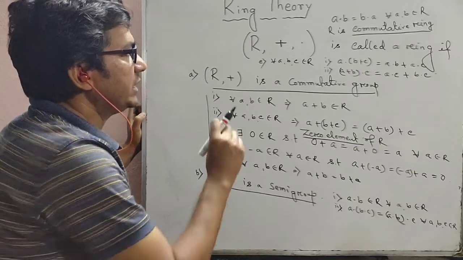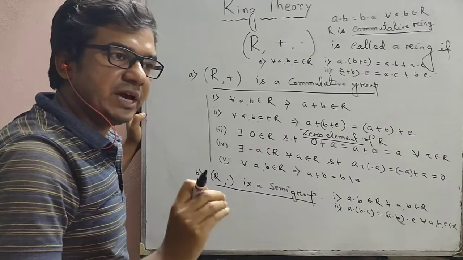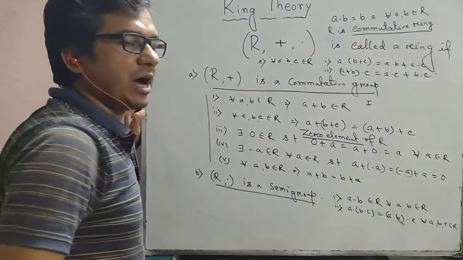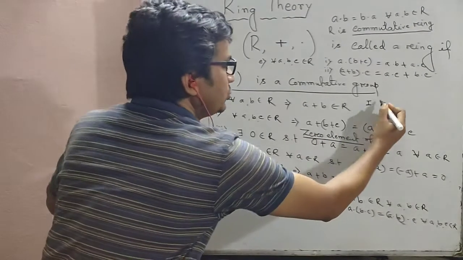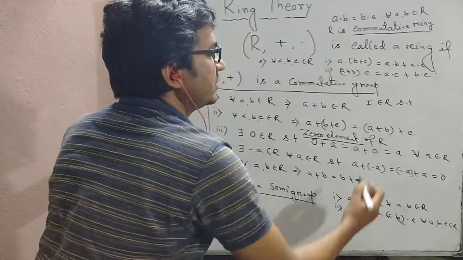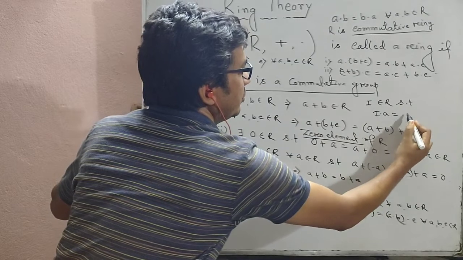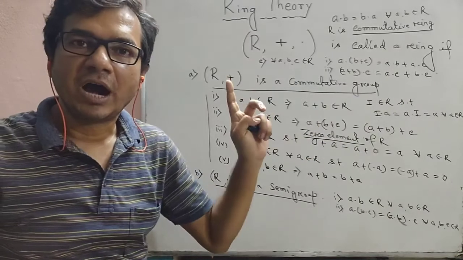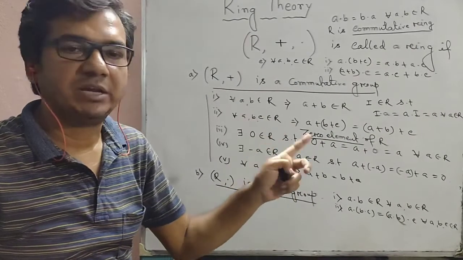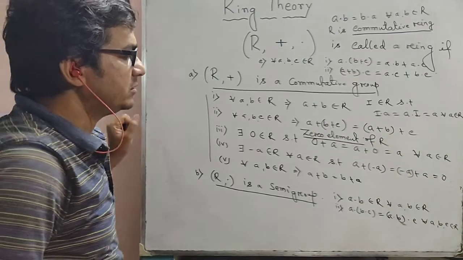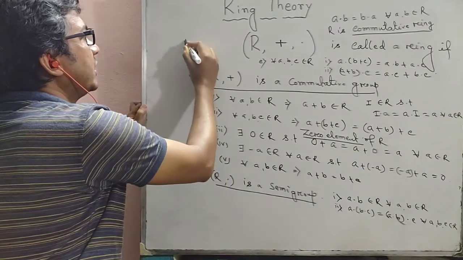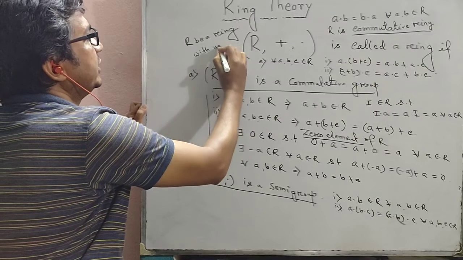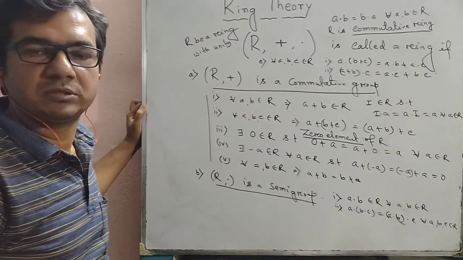If in a ring R there exists the identity element I belonging to R, such that I dot A equal to A dot I equal to A for all A belongs to R, that is, I is the identity element with respect to multiplication, then we say that the ring R is a ring with unity.